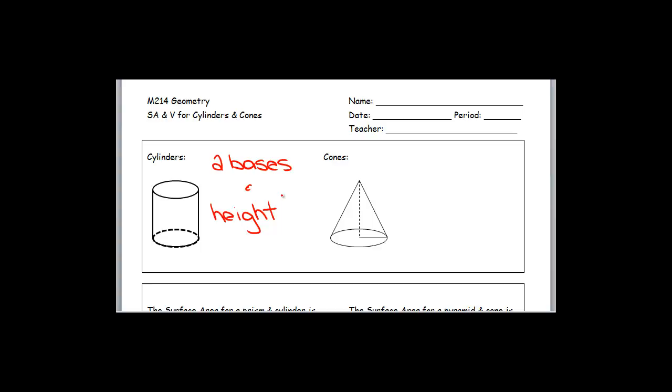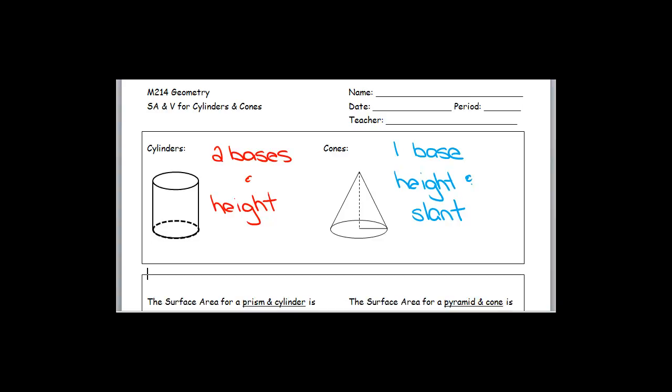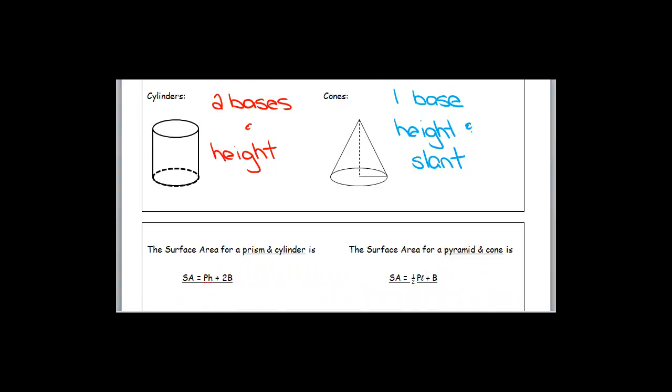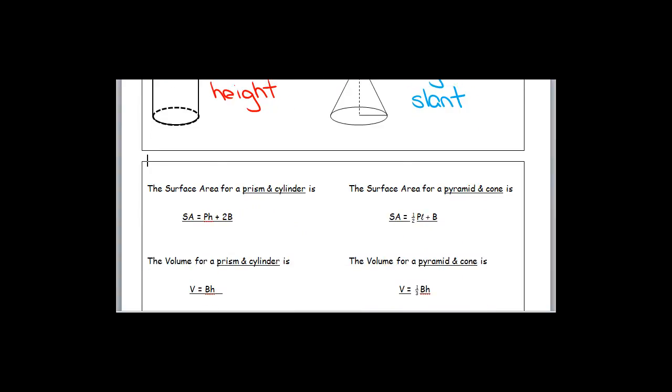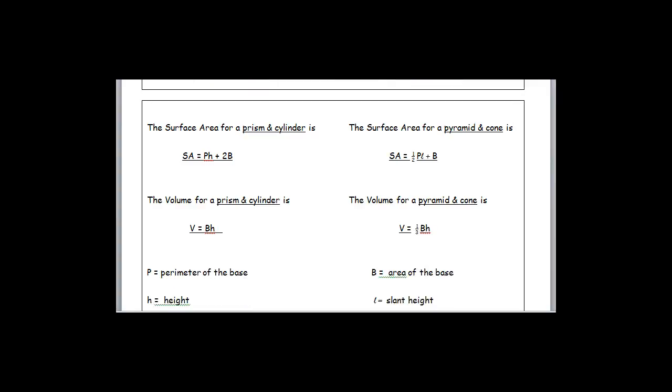Just like our prisms, whereas cones are going to be just like our pyramids, where we're only going to have one base. We have height and we have slant height. Now again, hopefully those vocabulary words sound familiar because we have discussed those with prisms and pyramids. So again, with those two shapes, we are going to be working with surface area and volume. Remember again, surface area is like wrapping a present and volume is filling the inside of that shape.